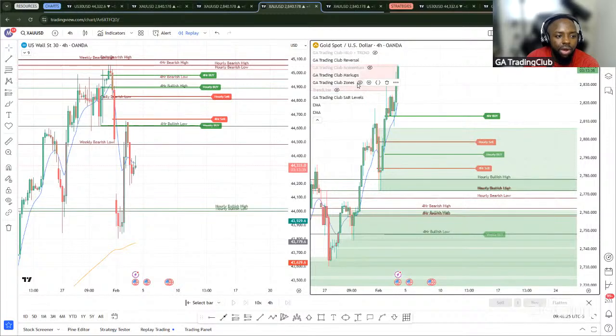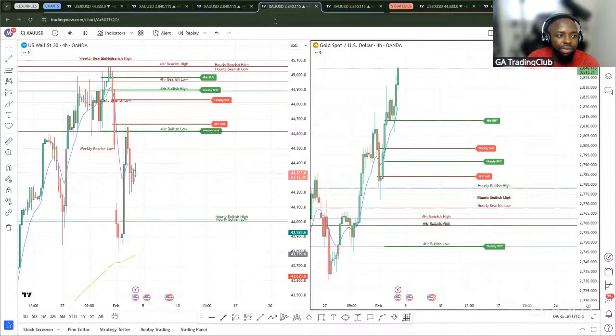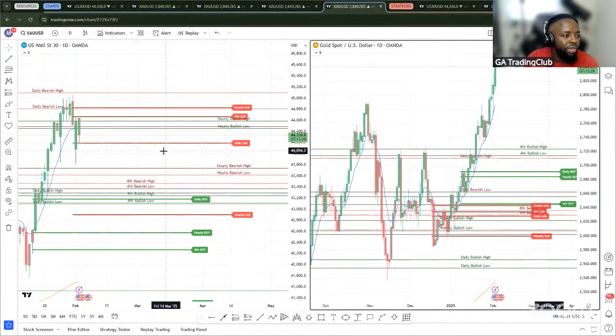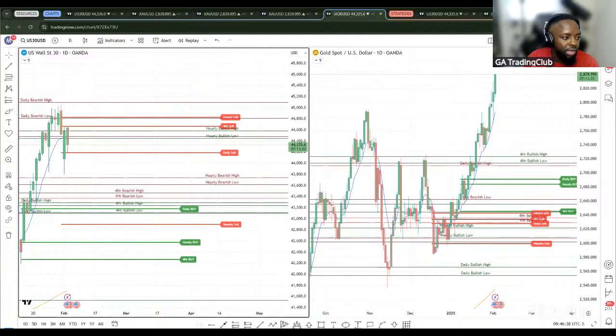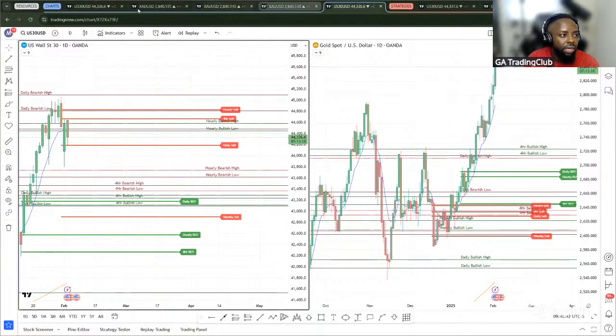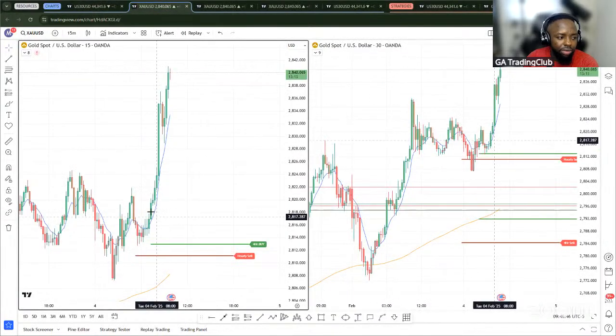So nothing on the 4 hour as well for gold. For the daily time frame, I didn't see anything else. So here on the daily time frame, there's nothing. Again, gold is super bullish, so there's nothing there to look at. So right now, even on the 15-minute and 30-minute time frames, I do not see anything.